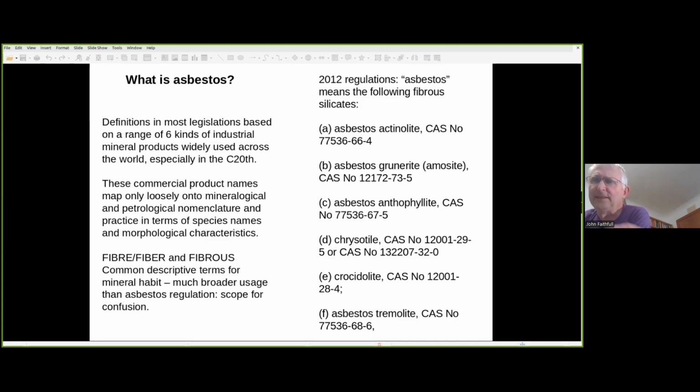So again, this is another reason why thinking in terms of these six industrial products as being the hazard we're trying to mitigate is, I think, not terribly helpful. We're thinking in terms of a broad exposure to dust, which may be hazardous, and particularly to fibrous mineral dusts, which we want to try and minimise.